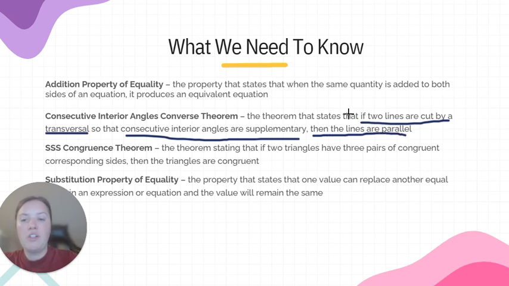So rather than lines being parallel at the beginning, like the consecutive interior angle theorem, first we know that we have consecutive interior angles that are supplementary and we have a transversal. Then we know that the lines are parallel. And this is going to matter when we are showing that quadrilaterals are parallelograms. In this proof, we also need to know the side-side-side congruence theorem. So we need to understand that if two triangles have corresponding congruent sides, then the whole triangle is congruent. And then lastly, we have the substitution property of equality, which lets us replace one value with another value that is equal to it.